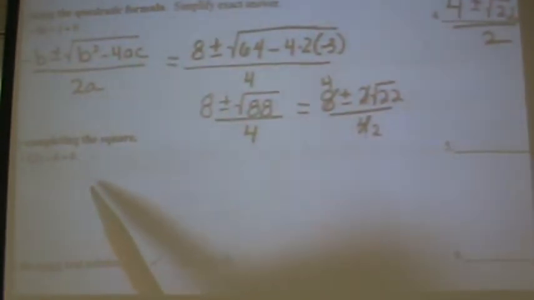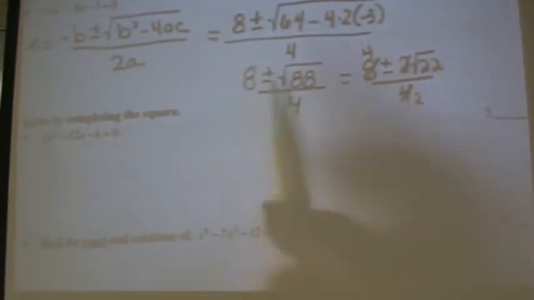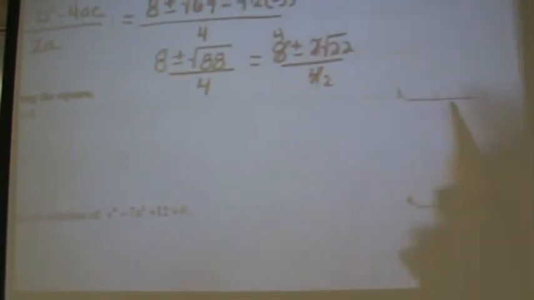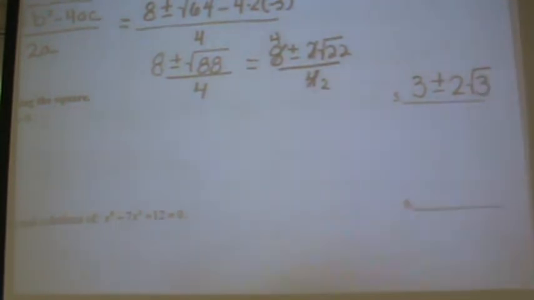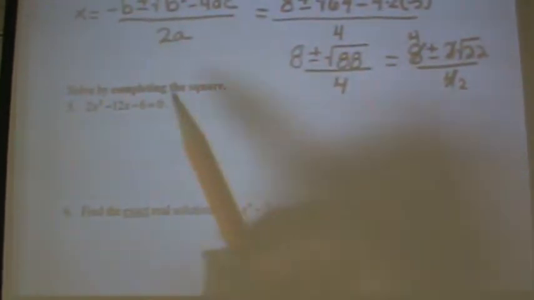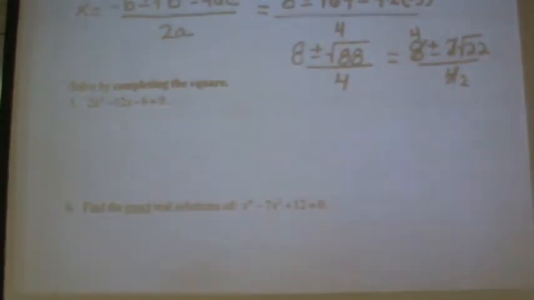So you can do problem number 5 on your own. I'll tell you what the answer is. It is 3 plus or minus 2 root 3. You do not have to complete the square on the test. You can do that on your own.